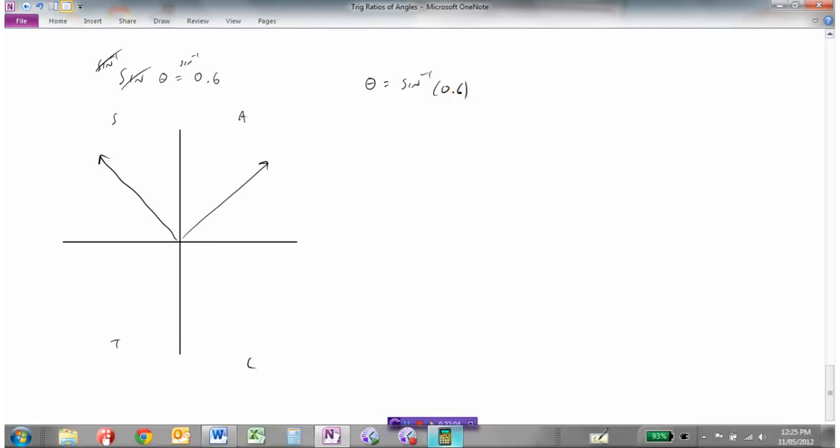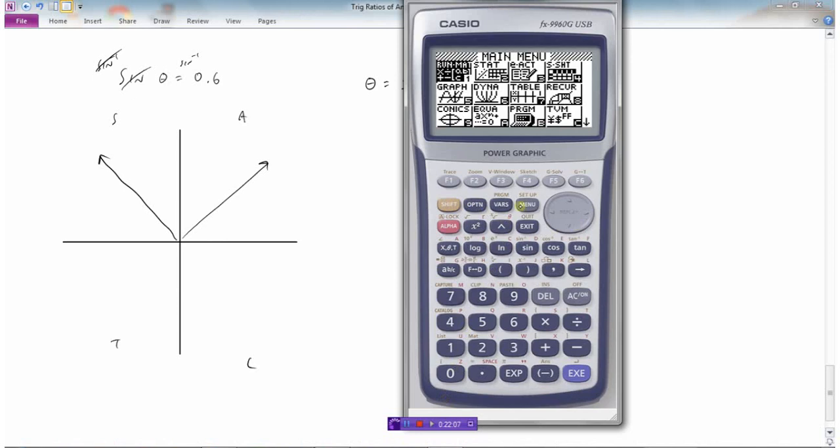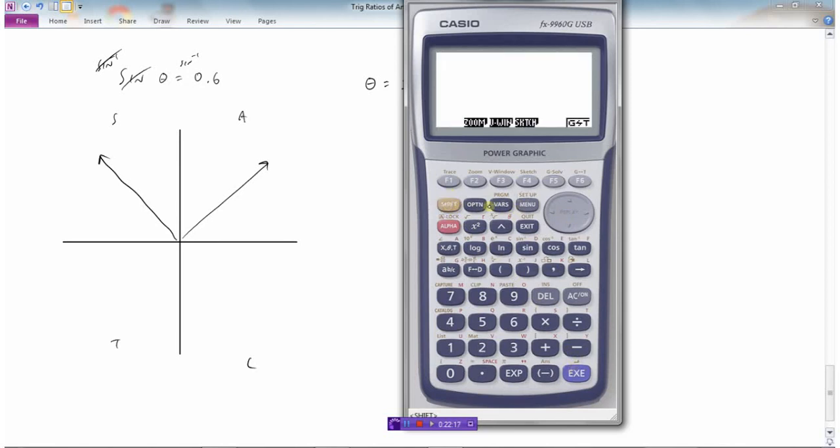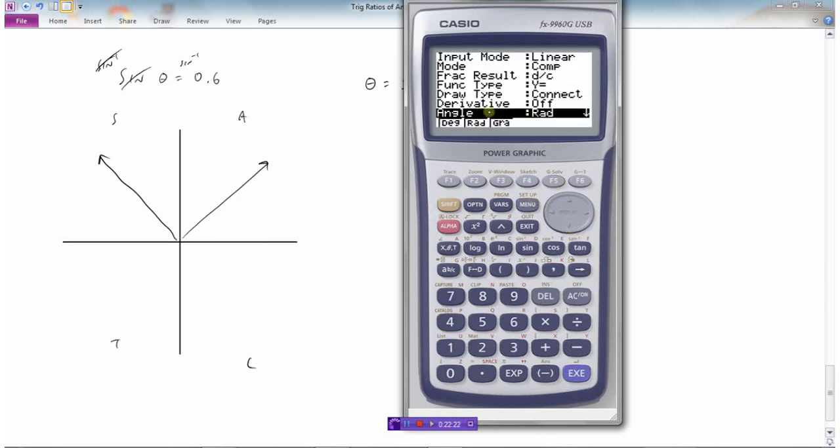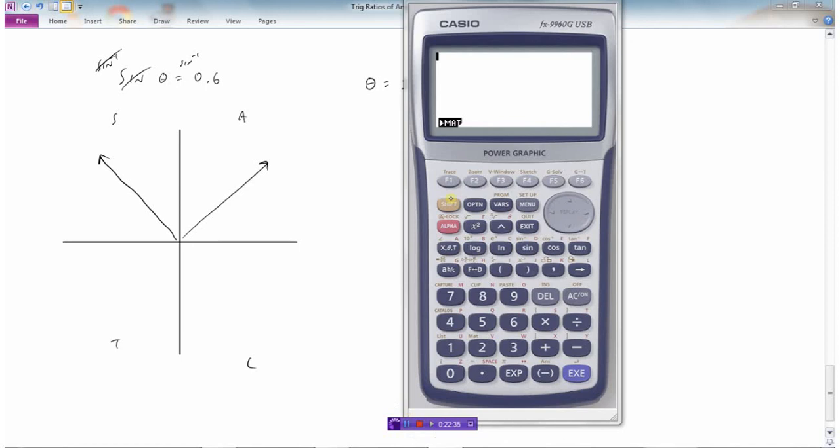So I'm going to go to my calculator. I'm going to first of all make sure that this, come on, shift key. There we go. You want to make sure that your calculator, when you go down to angle, is in degree mode. Mine's in radian mode, and we're not using radians yet here, so we're going to make sure that that's in degrees. And now I'll go shift sine 0.6.